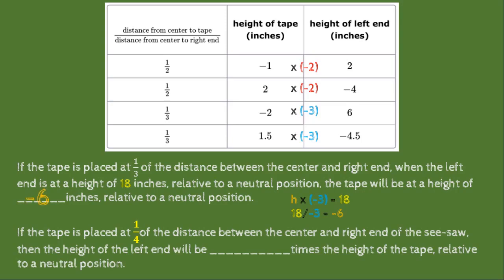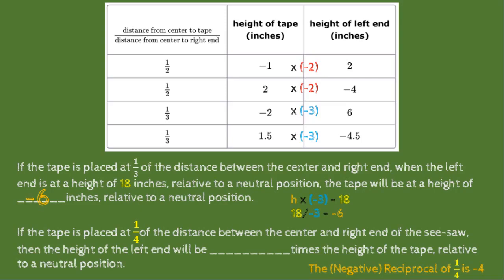Now, if the tape is placed at 1/4 of the distance between the center and right end of the seesaw, then the height of the left end will be blank times the height of the tape relative to a neutral position. So we have to figure out, why are we multiplying by -2 in the first 2 rows and -3 in the last 2 rows? Well, we can find that the negative reciprocal of 1/4 is -4.